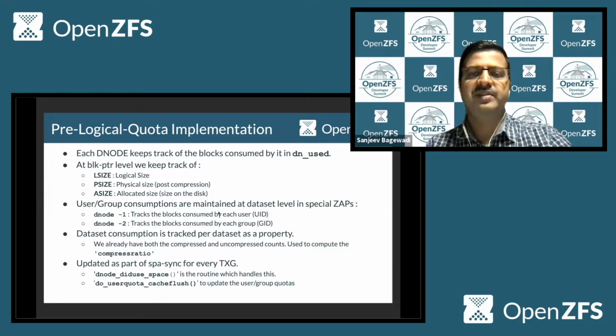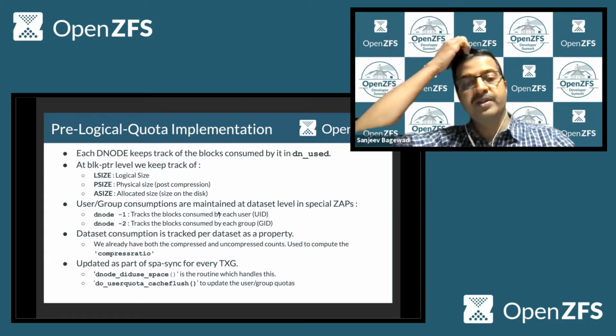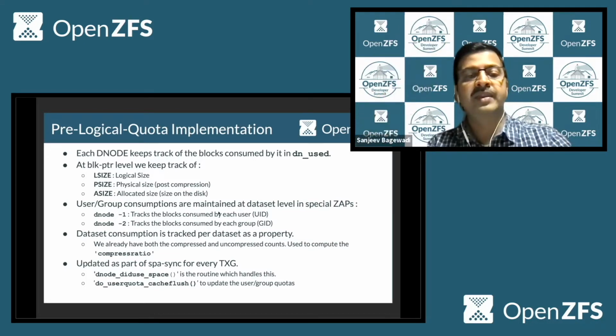Whereas at the dnode, we don't necessarily have the logical size on it. What we have is the physical consumption on disk. So that was one shortcoming that we have to address to achieve what we wanted for the logical quota.